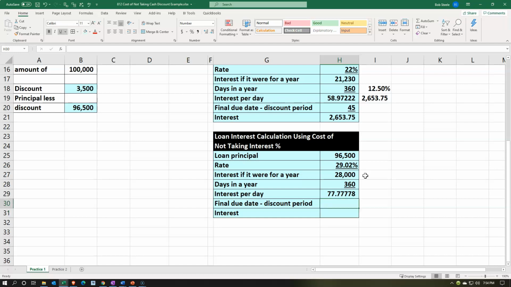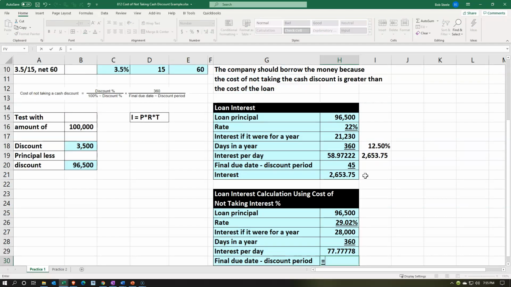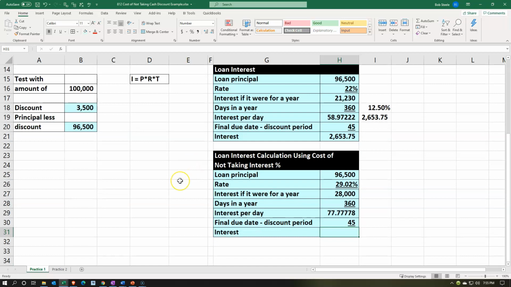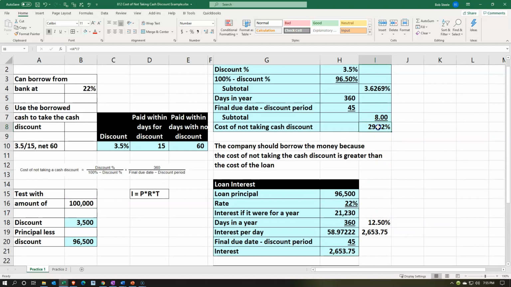And now we're going to say, all right, then if I take the period, the 60 minus the 15, it's only going to be outstanding for 45 days. So we'll pick up the 77.77 so on times the 45 days, and we get to the amount of the discount. That's why if the loan was equal to the 29.09, it would be a break even at whether we take the discount or not at that point in time.